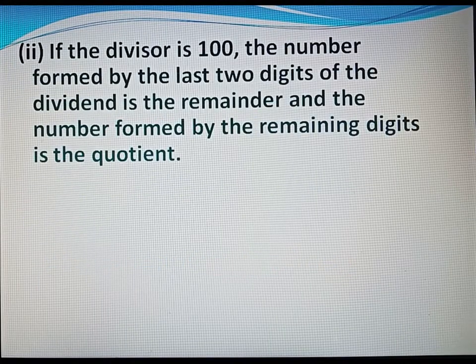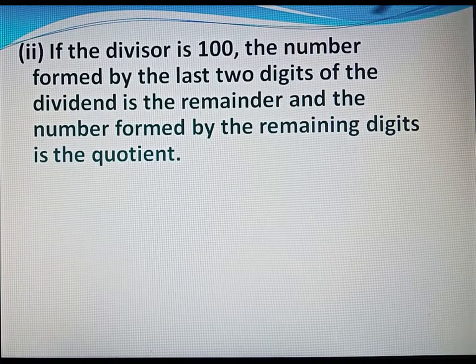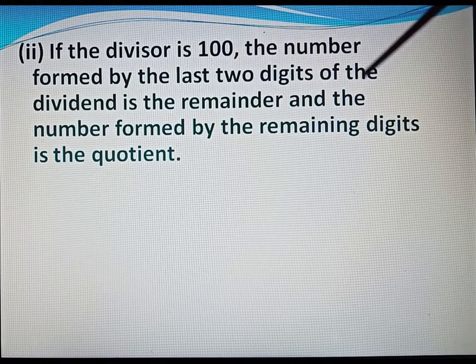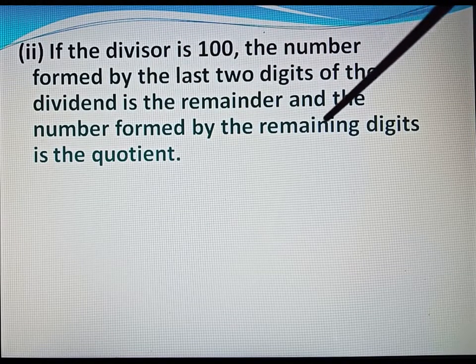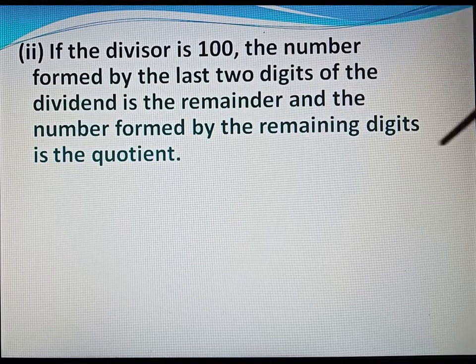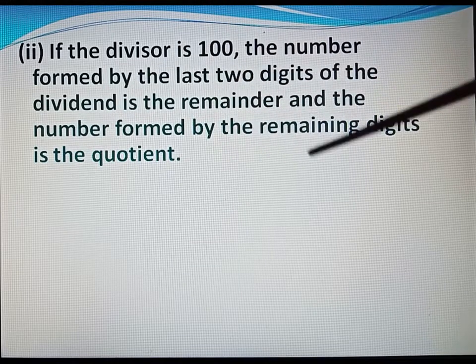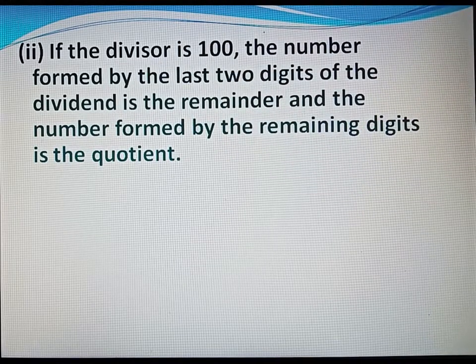Now, second part. If the divisor is 100, the number formed by the last two digits of the dividend is the remainder, and the number formed by the remaining digits is the quotient. See, I will explain it to you by an example.